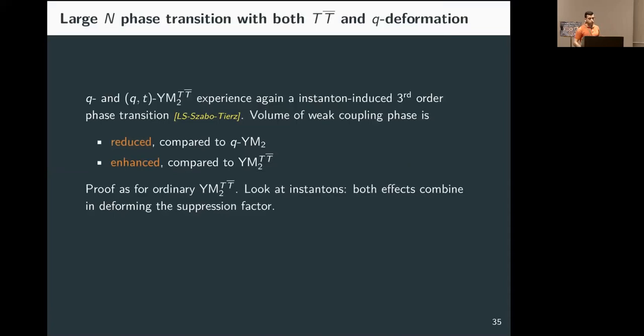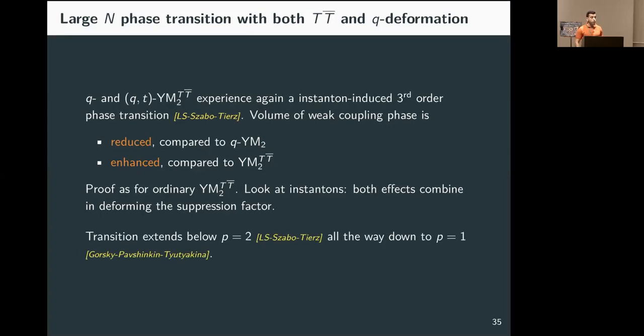So we can redo the same type of computations for Q Yang-Mills and its refinement, and we again find a third-order transition, again induced by instantons, and the volume of the weak coupling phase is reduced compared to Q deformation and enhanced compared to TT-bar deformation. So both effects combine nicely. The proof we have given is essentially, as for ordinary Yang-Mills, we give this all-order computation, and we can again look at the instanton suppression factor, and we find that the Q deformation and TT-bar deform it in different ways. So we see from there why these transitions are compatible.